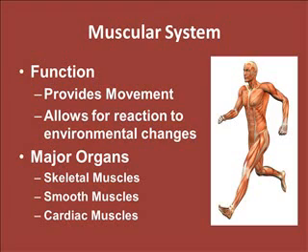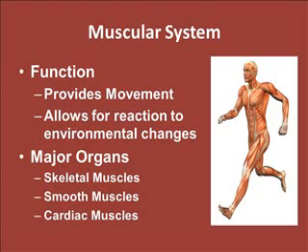Now, moving on to the muscular system, we find that the muscular system's function is to actually provide for movement. It is going to move those bones around. So even though the bones provide the structure, it's the muscular system that actually moves those bones and allows you to move. This is going to allow you to react to environmental changes that you encounter, and so this will help you keep your body safe if you need to run or react in any way.